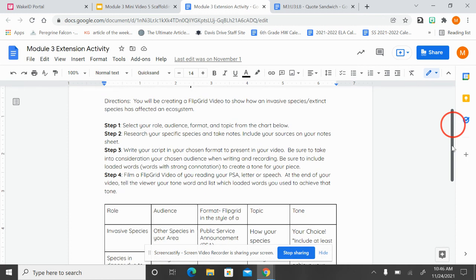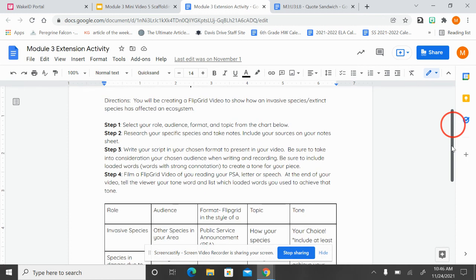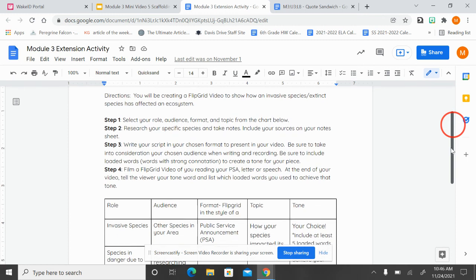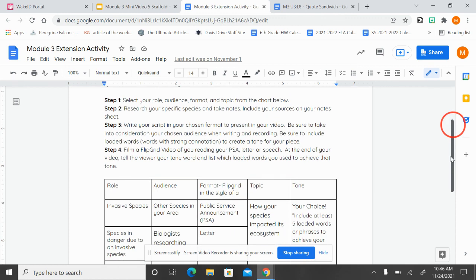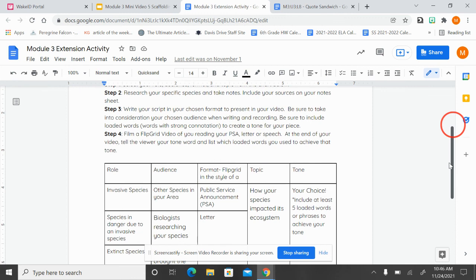Students will complete a RAFT activity with the final product in the form of a Flipgrid video. This assignment pushes higher level students to focus on their word choice in order to achieve a specific tone in their writing.